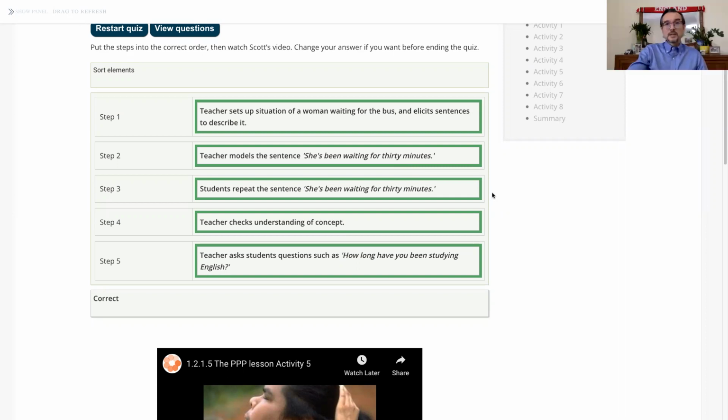And underlying that why, for example, Scott outlined some of the principles that he saw made sense, talking about moving from more controlled practice to freer practice, from spoken to written, and from focus on meaning before focus on form. Yeah. Okay. Great.